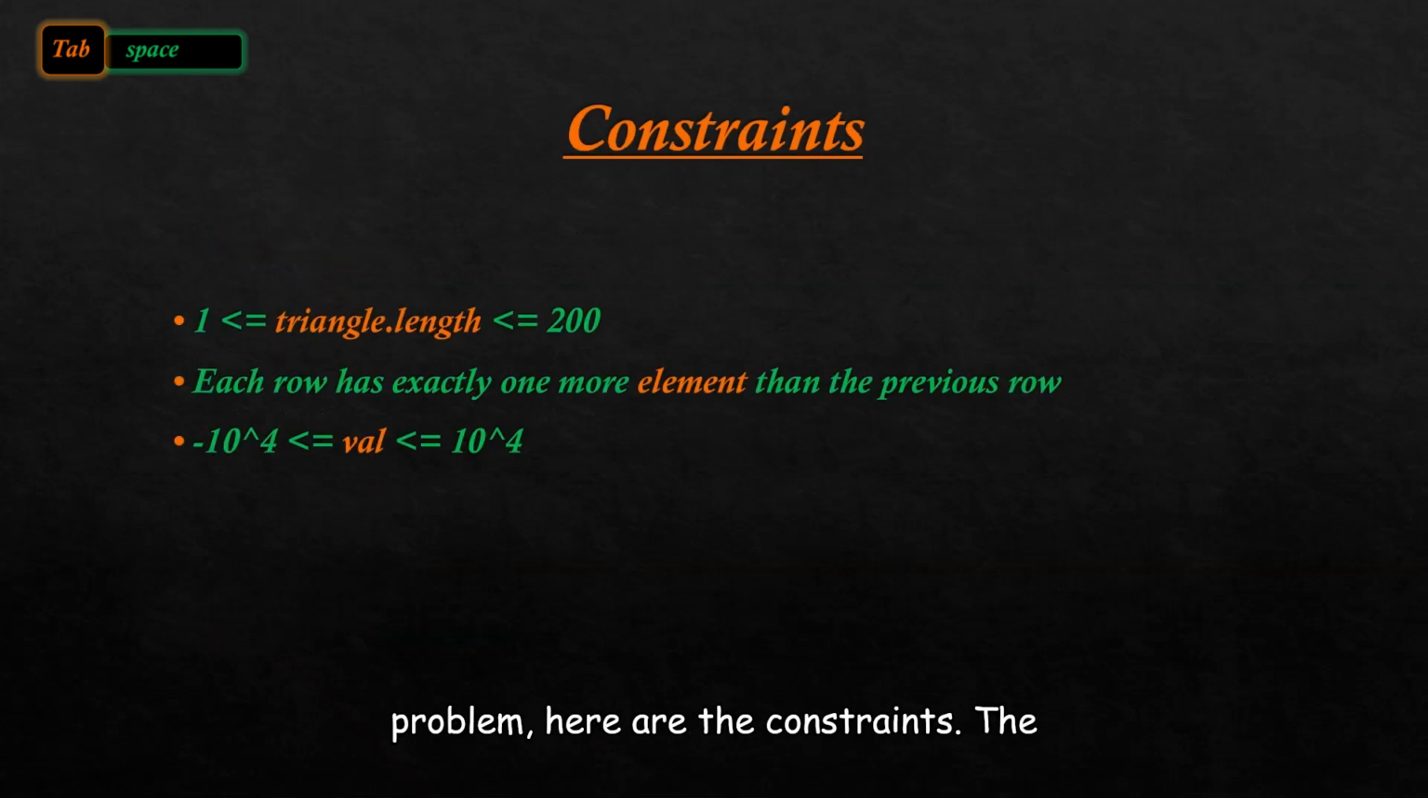To frame the problem, here are the constraints. The triangle can have up to 200 rows. Each row is one element longer than the row above it, maintaining the triangle structure. The values inside can range from minus 10,000 to plus 10,000, meaning both large negatives and large positives must be handled. Finally, the triangle starts with just one number at the top.